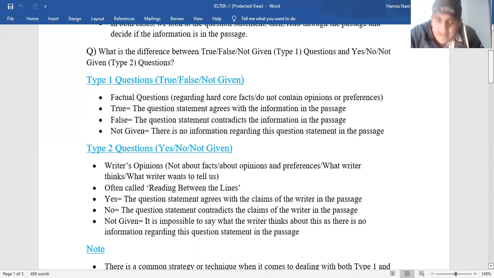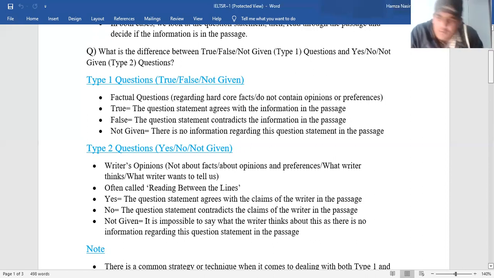Okay. So type 2 questions are actually called writer's opinions. There is no factual element in these sort of questions. They're all about opinions, preferences, what the writer thinks, what the writer wants to tell us. Since they concern writers' opinions, we can also say that the type 2 questions are often called reading between the lines, right? Trying to figure out the clues that the writer is trying to bombard us with in the passage.